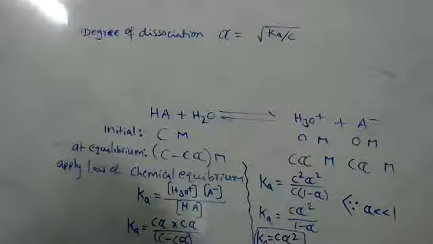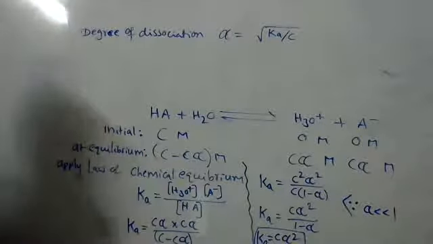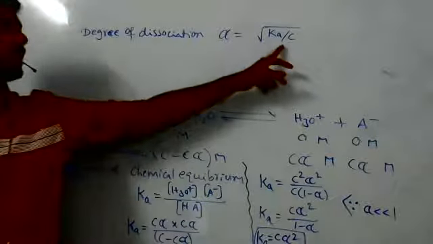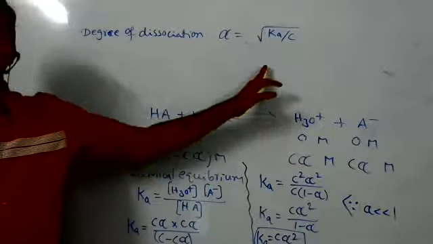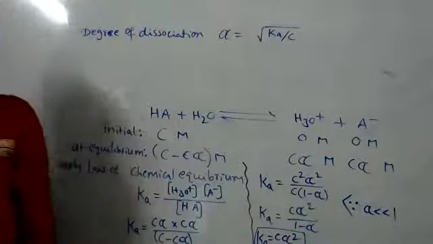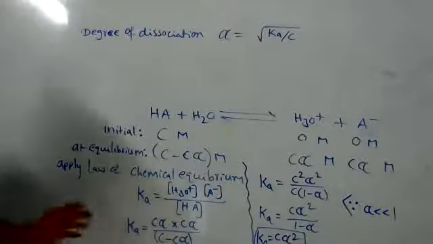Sir, can we form a relation between alpha and relative strength? So we have to take two different acids, one is HA1 and another one is HA2. For HA1, we write alpha 1 is equal to root of Ka1 by C. Another one, alpha 2 is equal to root of Ka2 by C. Then we take a ratio of that, and we can get the relative strength. Okay, I'll write on the board.